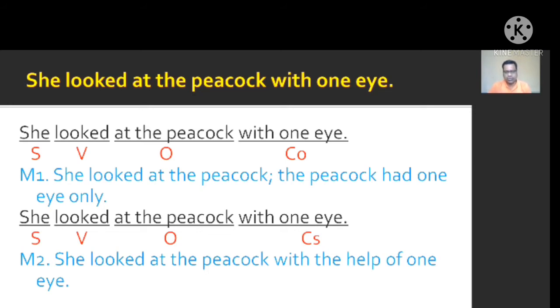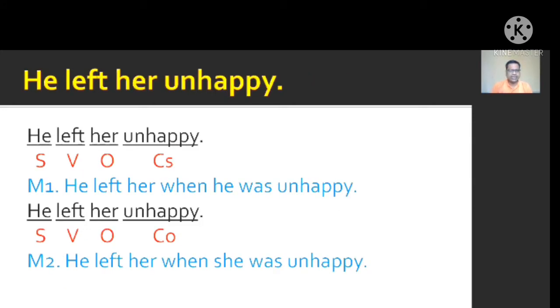This can be the meaning. Now you see the meaning over here. She looked at the peacock with the help of one eye. This way also you can say. Okay. She looked at the peacock with the help of one eye. So this can be the possible meaning of this sentence. Let us look at another sentence on your screen.